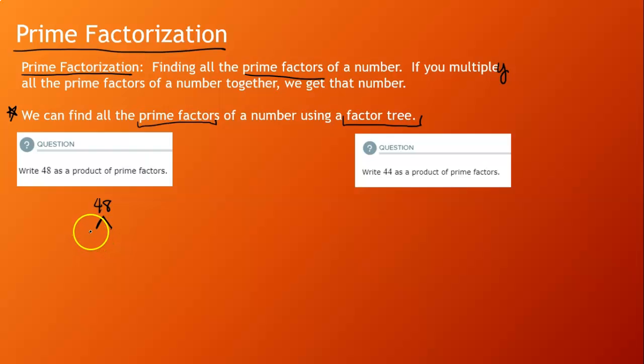I want to try the next number, 2. 48 divided by 2 makes 24. So 2 times 24 makes 48. So prime factors are different from factors in that I'm not trying to make 48 anymore. Now I'm breaking things down. 2 is a prime number, so we stop there. But 24 is not prime, so that branch can continue to grow. And I'm going to keep using 2 until I can't anymore. That will help me organize my numbers.